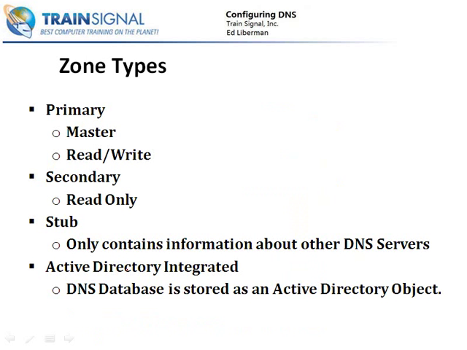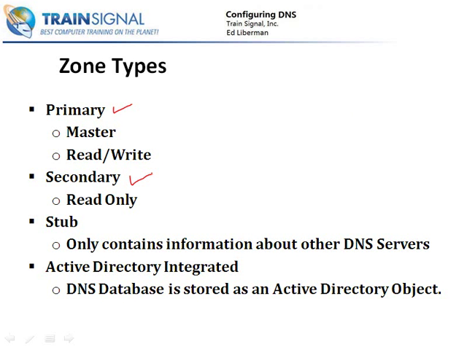Now, zones come in a few different types. First type that we have here is something called a primary zone. Now, matter of fact, primary and secondary are what's known as standard zone types. This is how DNS used to work. It still does work this way if you want to, but it's not very common anymore.